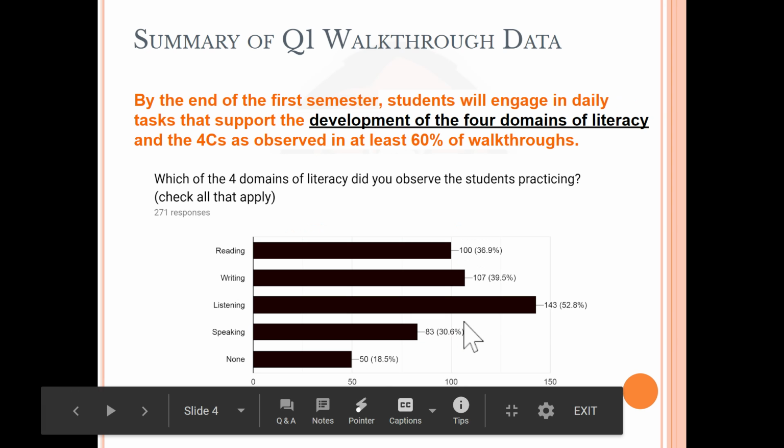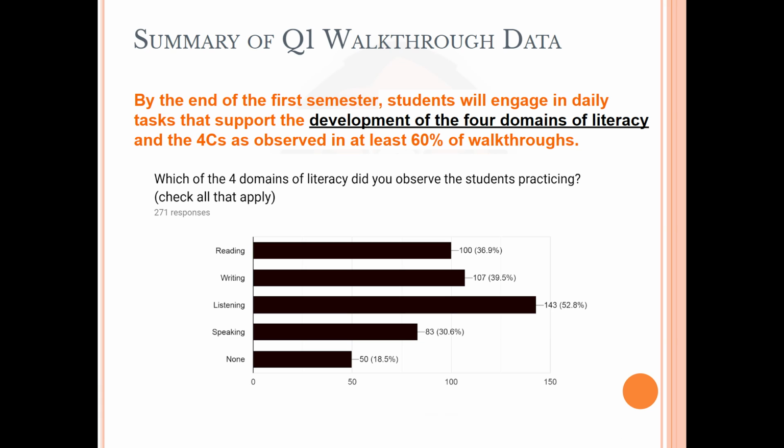Moving on to the second goal, which is written in two parts. We'll start with the first part, which states that we want 60% of our walkthroughs to see our students engaged in daily tasks that support the development of the 4 domains of literacy. The data for this slide shows this is an area where we definitely can show some improvement. I've used the word before and you'll hear me say it repeatedly, but please be intentional with your planning so that we ensure we're hitting the marks with our students. All of our students need to be more literate in all domains.